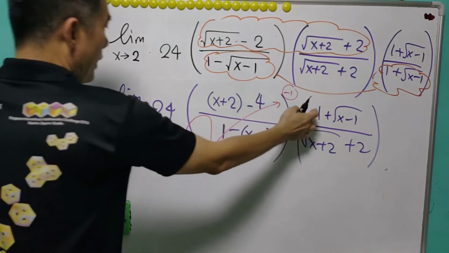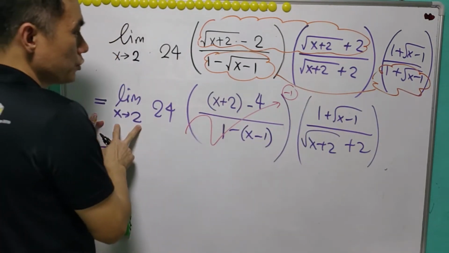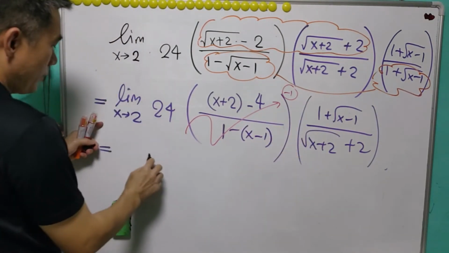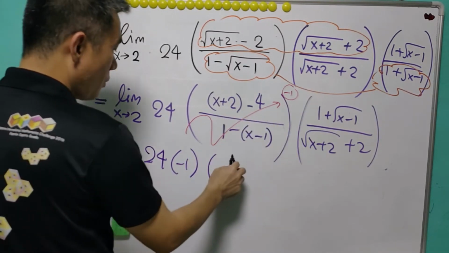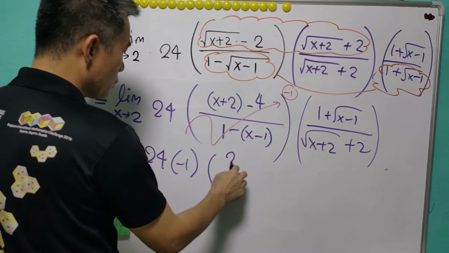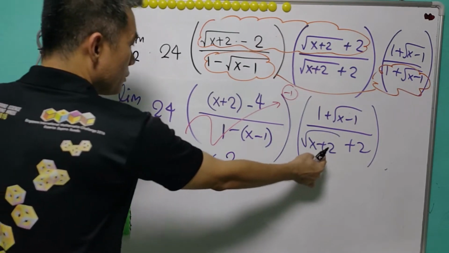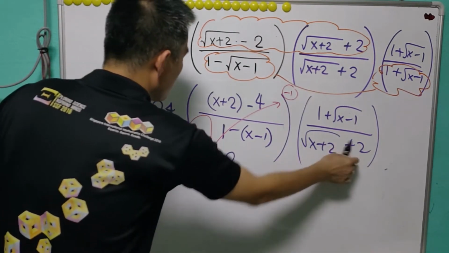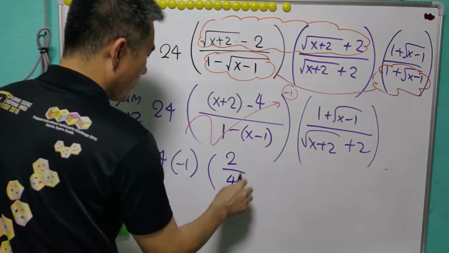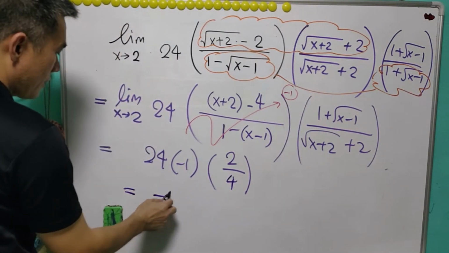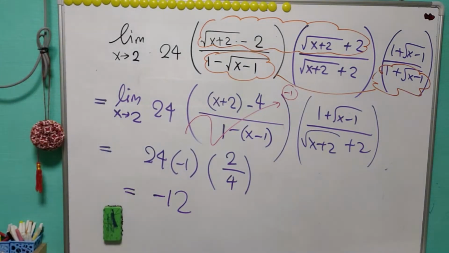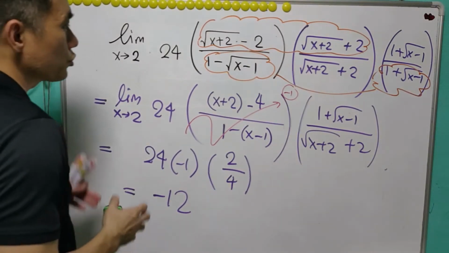And for the rest, we can substitute x equals 2 inside the expression. So we have 4 times 1 times 1 plus 1, that is 2, over square root of 4, that is 2, plus 2, that is 4. So this will mean that the answer is negative 1/2. You may use a similar idea to solve the following question.